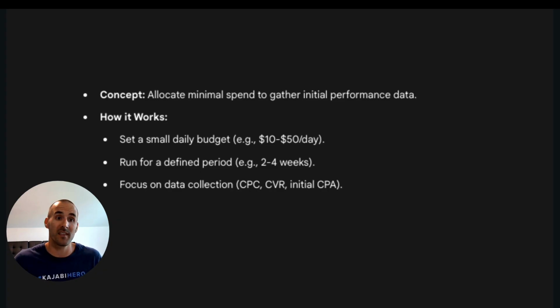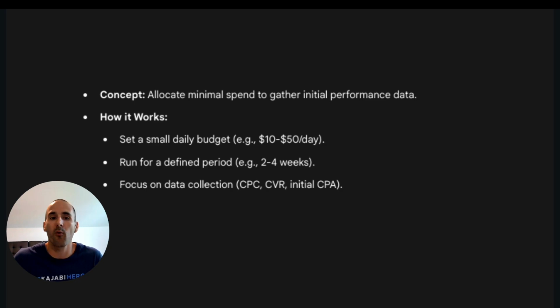And so what you do in this method is you simply allocate the minimal spend that you need to gather your performance data. And so unfortunately, a lot of advertisers will use this method at the start, but then they'll just continue on with it and not update it once they have enough information to make better decisions. And so here's how it works. You simply decide on a number that you're comfortable with. So you set a small daily budget. So let's say, for example, it's $10 to $50 per day.